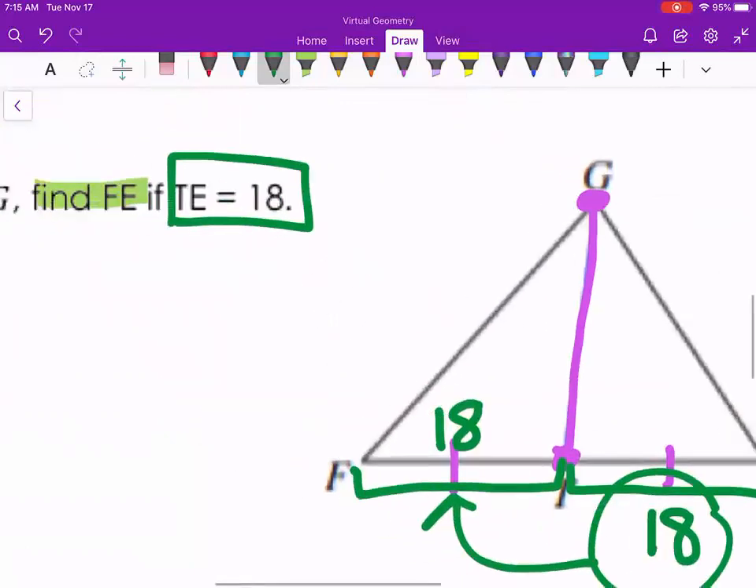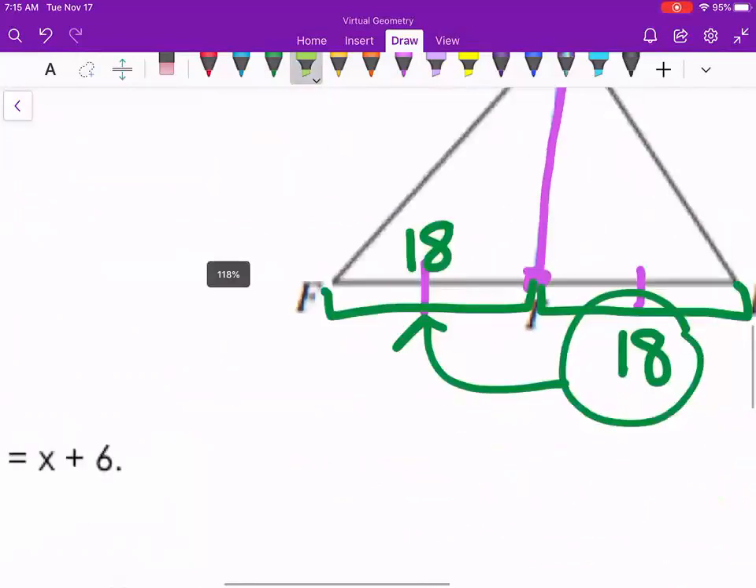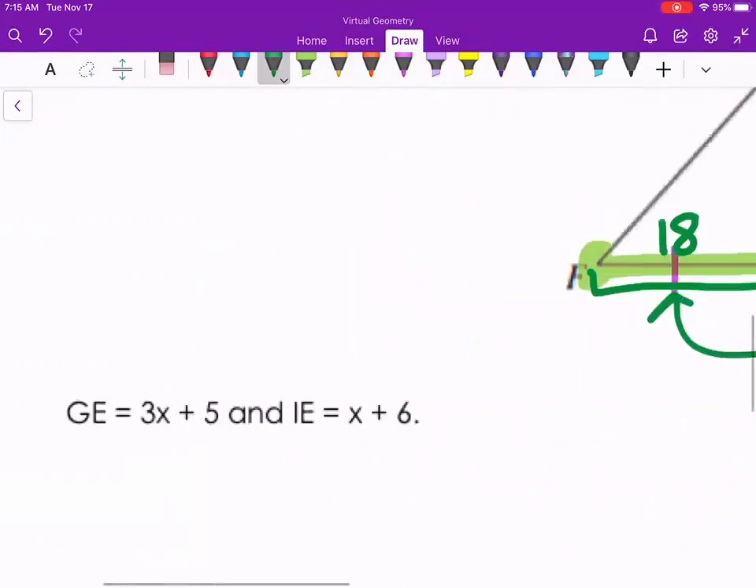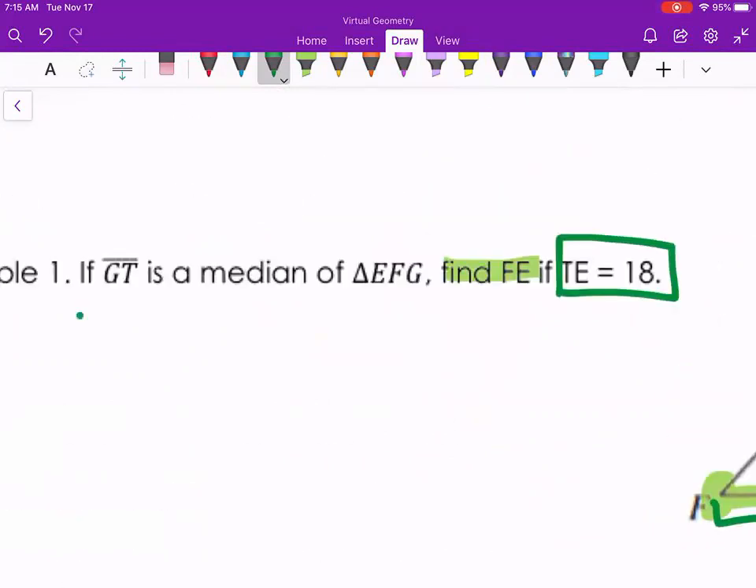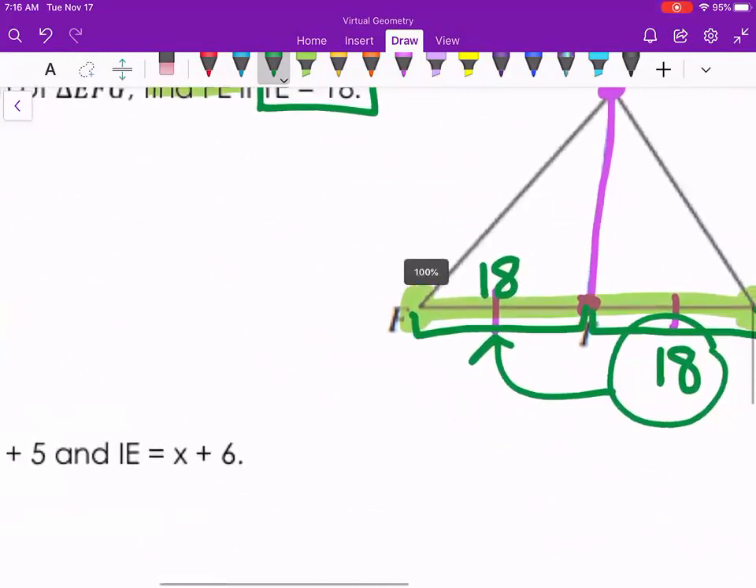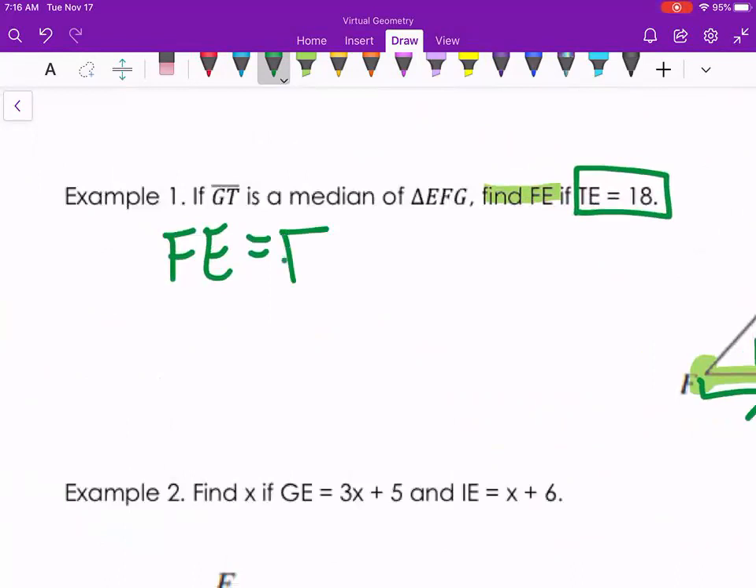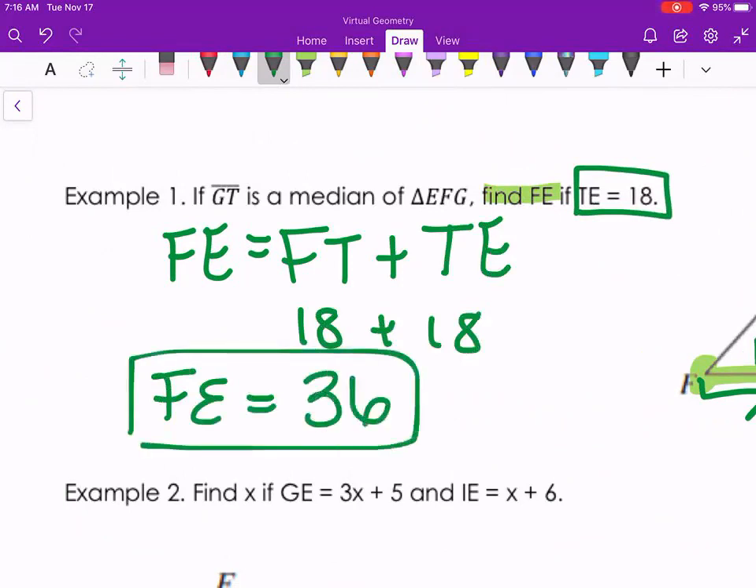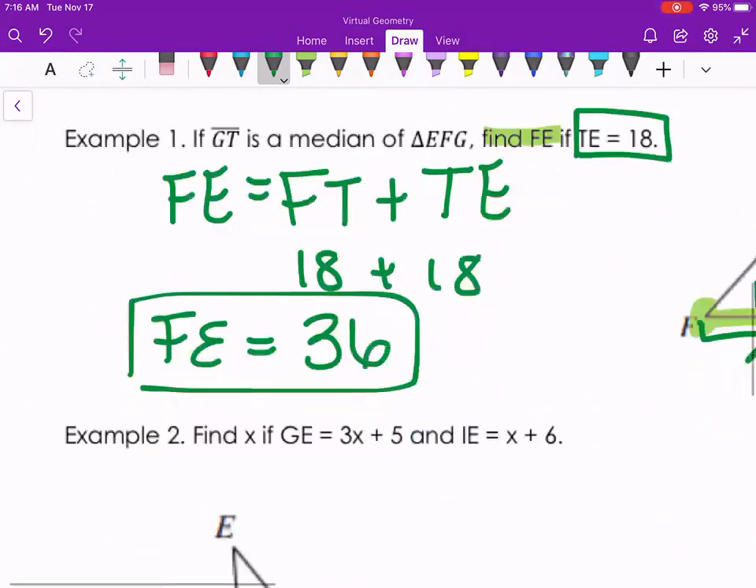Now, the question itself said find FE. So that is all the way across the bottom side of that triangle. So F to E is going to be the same as FT plus whatever's going on at TE. So in this case, 18 plus 18. So F to E would be 36 units, or have a length of 36.